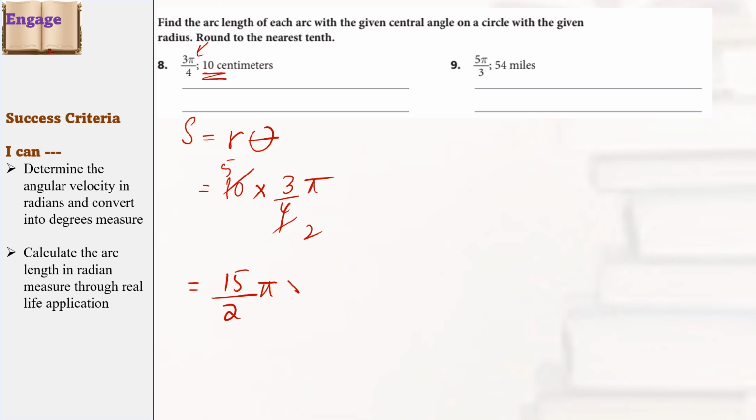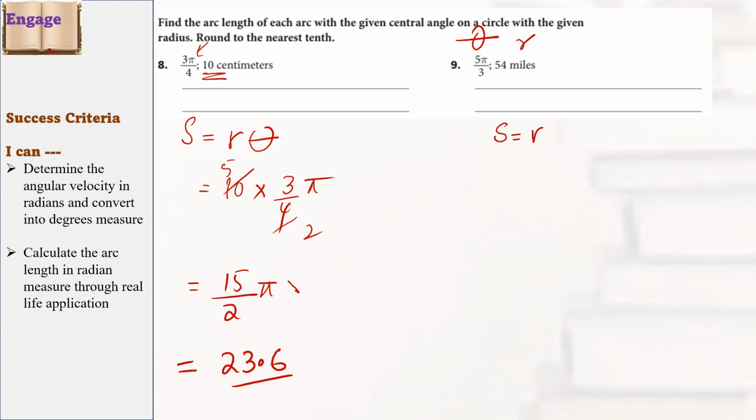Round off to the nearest tenth. It means use your calculator to write the answer. If we press the S to D, we will get 23.56, which means 23.6. Now next question, our theta is 5 pi by 3 and our r is 54 miles.